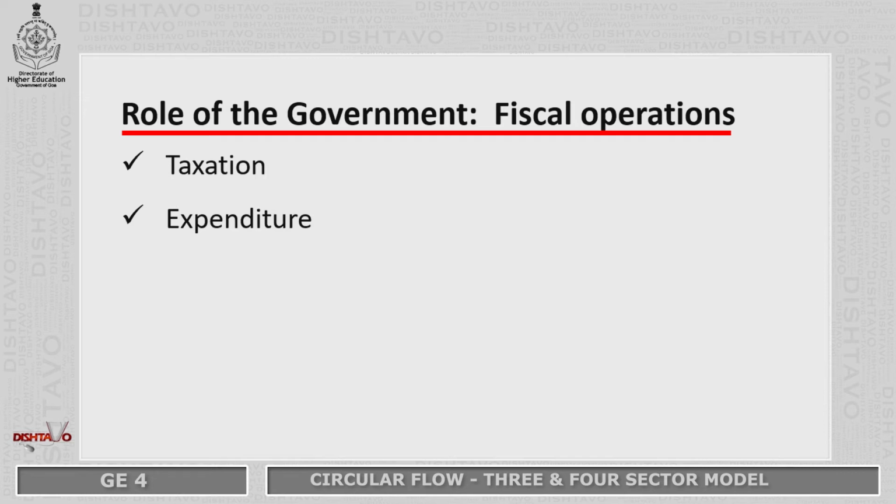This circulation of income between the 3 sectors happens on account of the fiscal operations of the government. These fiscal operations include taxation and expenditure. The government today is no longer just a political necessity. The government has become a welfare state. The government's functions have multiplied manifold. And in order to perform these functions, the prime requirement is finance. So where is the government going to get money from? One important source is taxation.